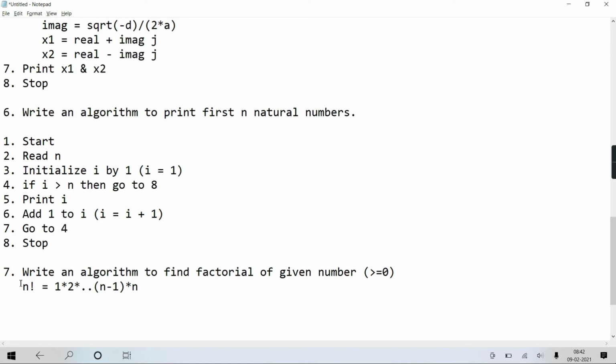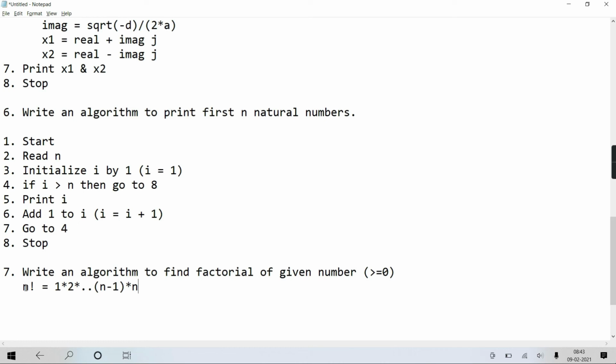So if you are told to find out n factorial, it is multiplication from 1 till n. So 1 into 2 into 3 into 4 till n. Like if it is 5 factorial, then 5 factorial is 1 into 2 into 3 into 4 into 5. So now this factorial you have to compute.